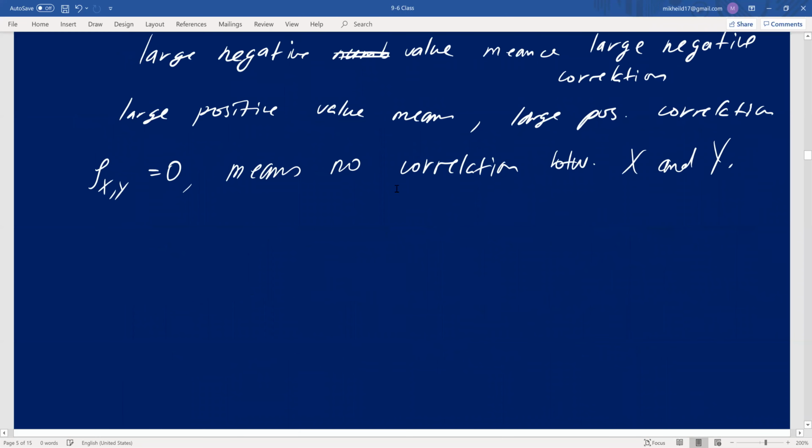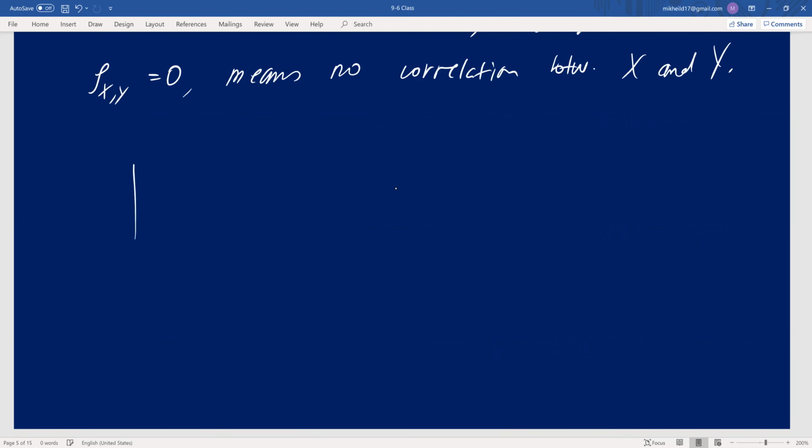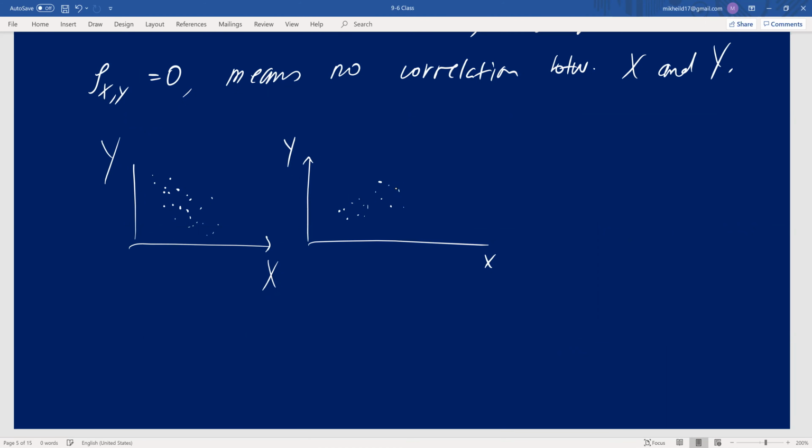So this will be like large negative correlation. If you want to depict, if you have x here and y here, it would be like this. Large positive correlation would be like this. And no correlation would be like this.